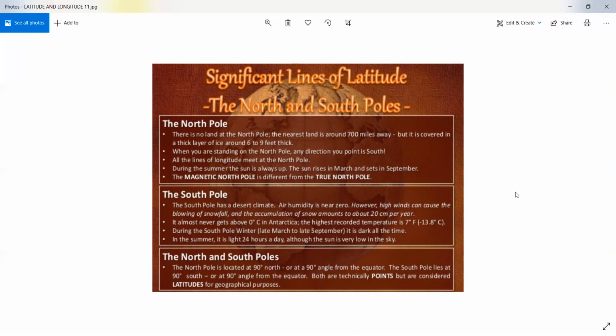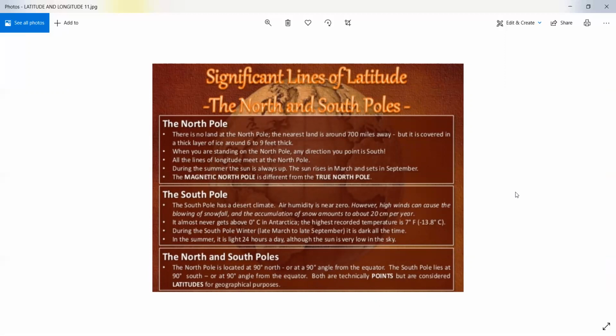The South Pole has a desert climate. Air humidity is nearly zero. However, high winds can cause the blowing of snowfall, and the accumulation of snow amounts to about 20 centimeters per year. It almost never gets above 0 degrees Celsius in Antarctica. The highest recorded temperature is 7 degrees Fahrenheit, that is minus 13.8 degrees Celsius.